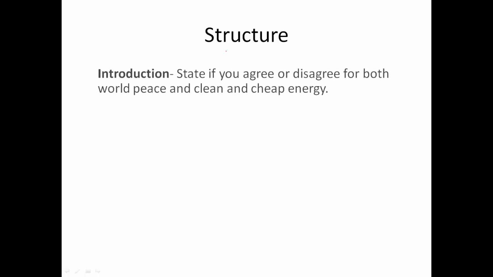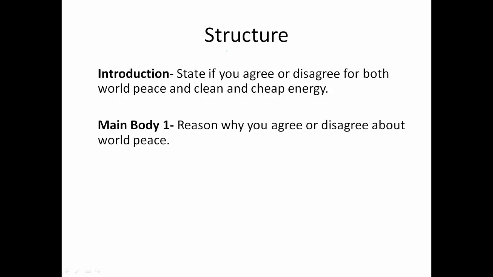So the next would be the structure. So how would you put this into a 4-paragraph structure? So the introduction, I'm going to state if you agree or disagree for both world peace and clean or cheap energy. So in the introduction, I'm going to make it very clear if I agree or disagree for both of these. This is going to make it very easy for the examiner to understand my point of view, and it's also going to make it easy for me because I have already thought of my ideas and my opinion is clear.